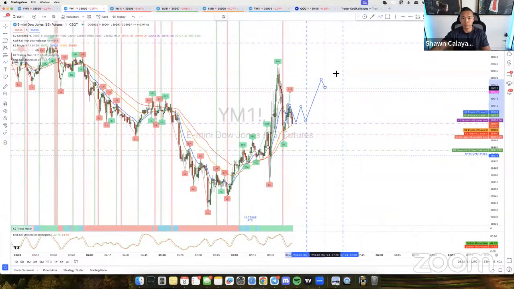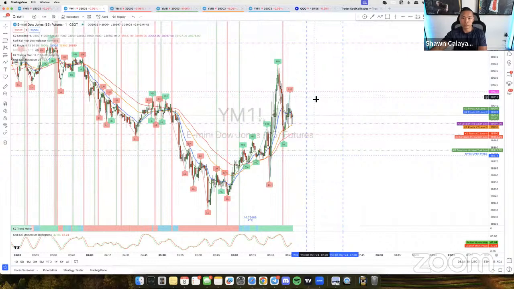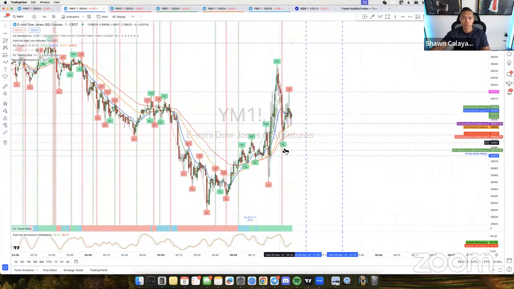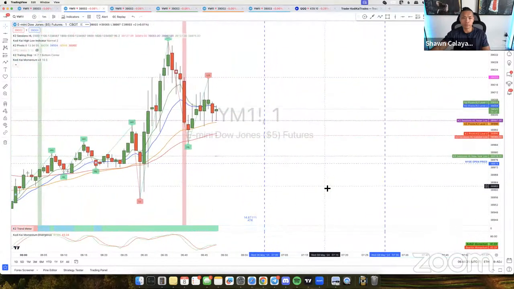It's going to break out above or it's going to break out below. A lot of different scenarios here. You don't want to trade when there's too many scenarios. You want to trade when there's like one or two, not when there's like 3 or 4, maybe even 5 in the situation.